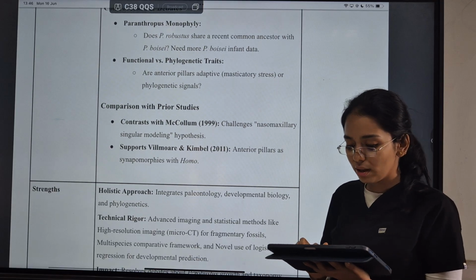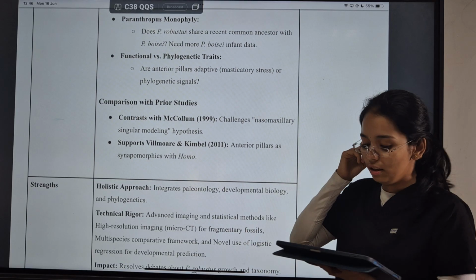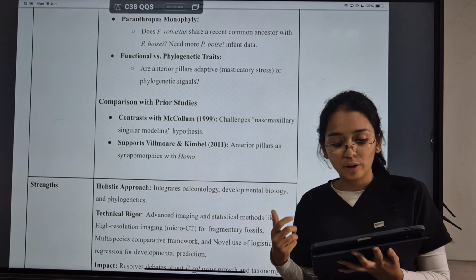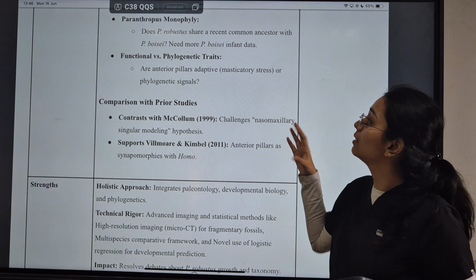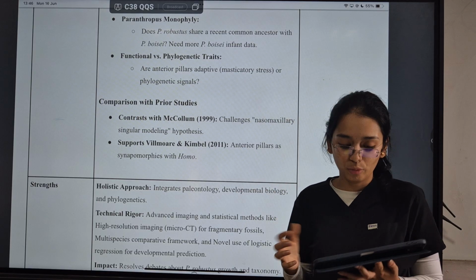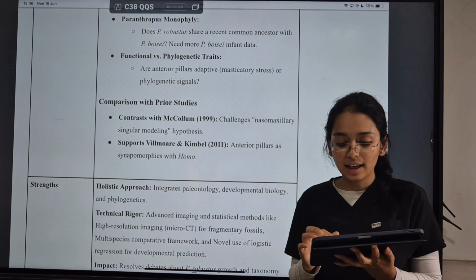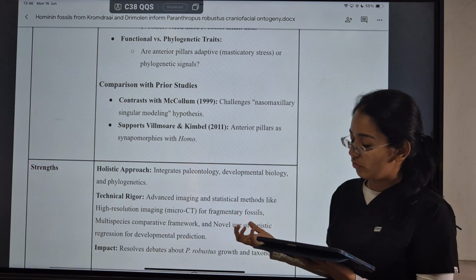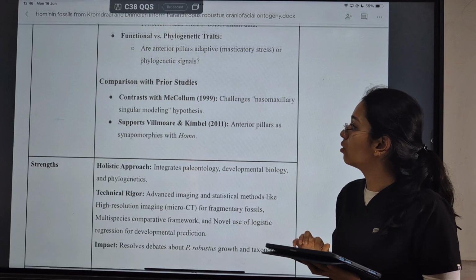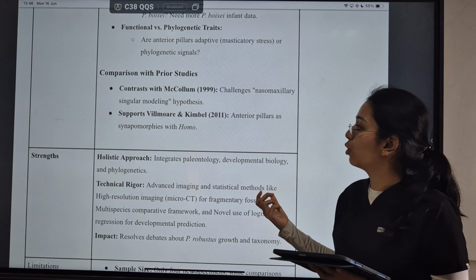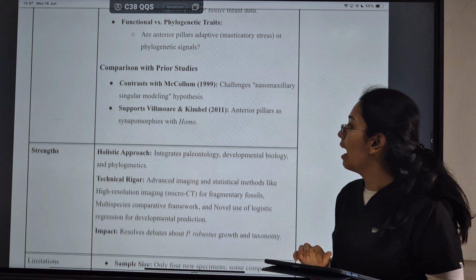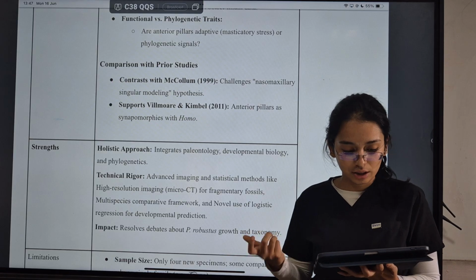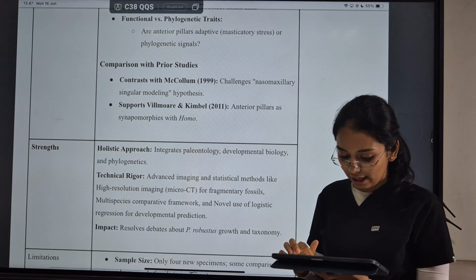So there are also some controversies and debates existing. One of them asks whether P. robustus shares a recent common ancestor with the Boise. So we need more Boise taxa infant data to deal with that. And they also compared with previous studies. So there are challenges to the nasomaxillary singular modeling hypothesis, and to anterior pillars as synapomorphies with that of the Homo population. It is also compared with that of a study.